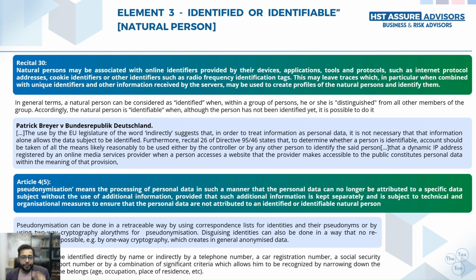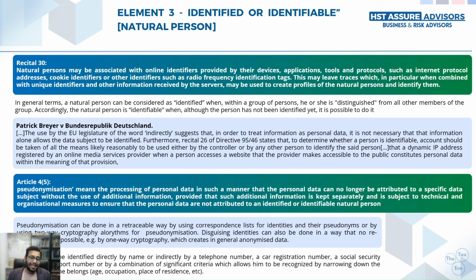So if through any information you are able to create a link with a particular person, as of now we don't know who that person is, but if you have the capacity to do that, in that case you can say that the person is identifiable through that information, and that information will become your personal data. Okay, so not necessarily identified, it could be identifiable.